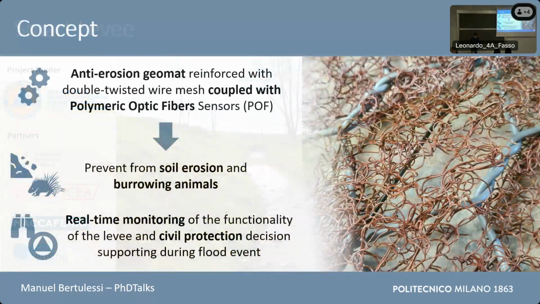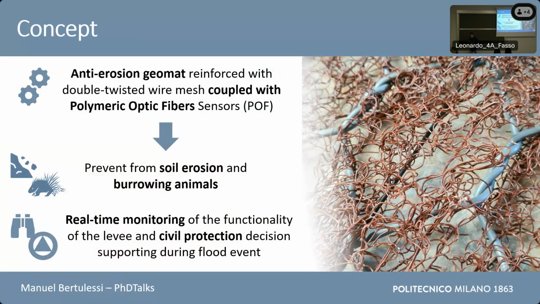The concept is based on the integration, the coupling, of a geomat reinforced with wire mesh, reinforced double twist wire mesh, and covered by this layer. This is an extruded polypropylene that offers a layout for the growing of superficial grass turf. And then the sensing part is the fiber optic sensor.